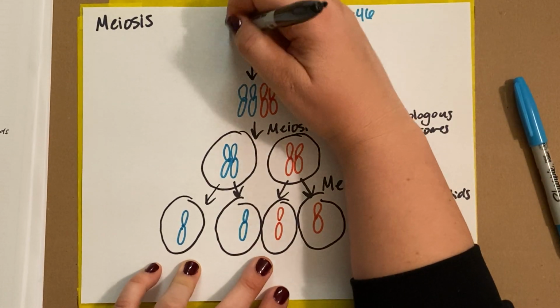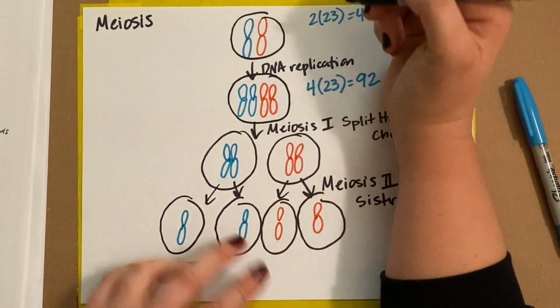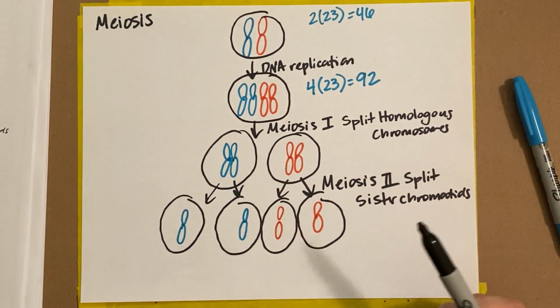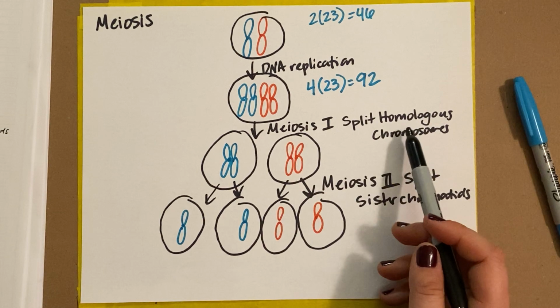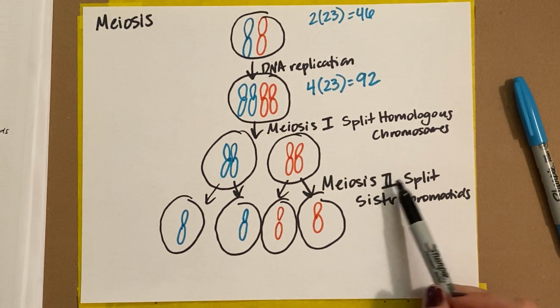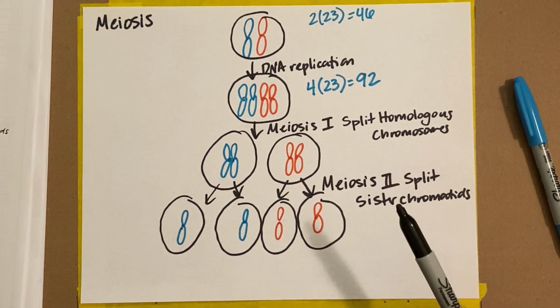Okay, because we start off with 1 cell. After replication, those cells are going to divide where we have the homologous chromosomes split, and then we're going to do meiosis 2, which is when we're going to split the sister chromatids apart.